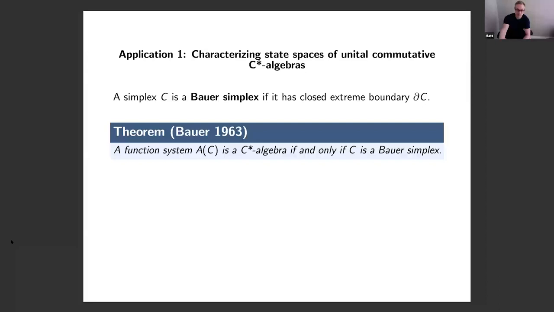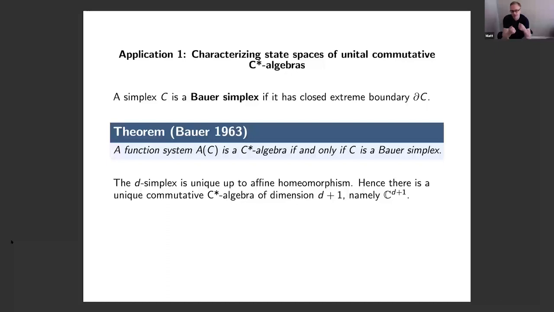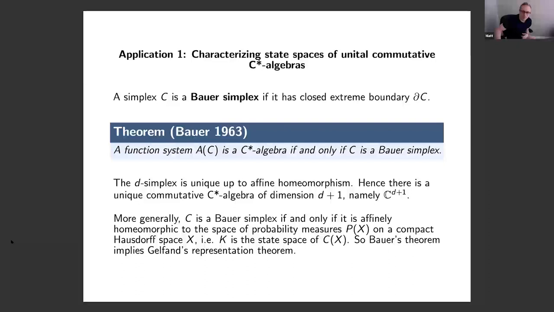And in finite dimensions, there's a unique d-simplex, at least up to affine homeomorphism. And if I translate, what that's saying is that there's a unique commutative C-star algebra of dimension d plus one. And of course, we know that that's the C-star algebra C^(d+1). And that's actually the main result of my talk. Just kidding. So more generally, what this says is that C is a Bauer simplex if and only if it's affinely homeomorphic to the space of probability measures on a compact Hausdorff space, say X. So in other words, C is the state space of C(X), as we know by the Riesz–Markov–Kakutani representation theorem, that state spaces of unital commutative C-star algebras are exactly the probability measures. So Bauer's theorem is really, in the special case of unital commutative C-star algebras, implying Gelfand's representation theorem.